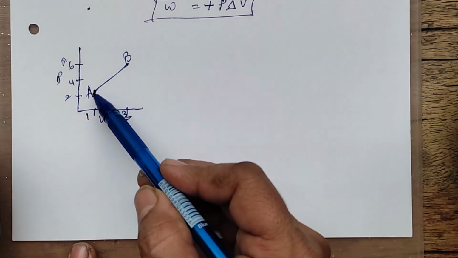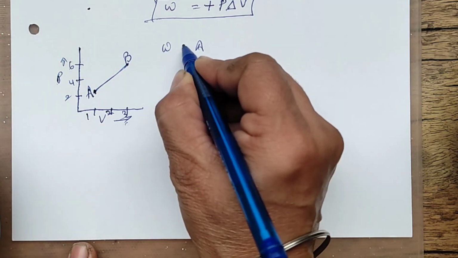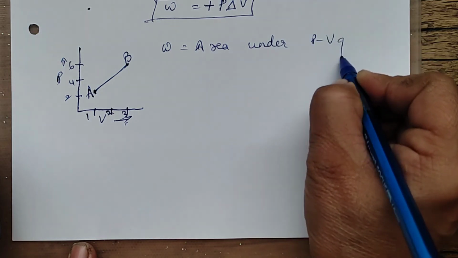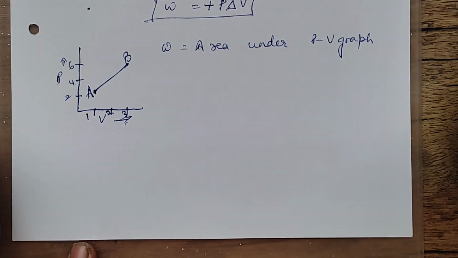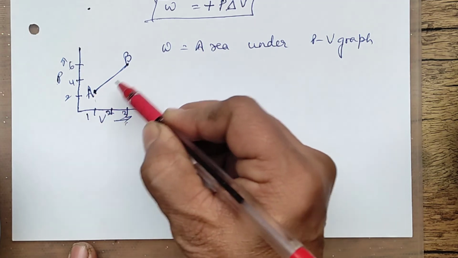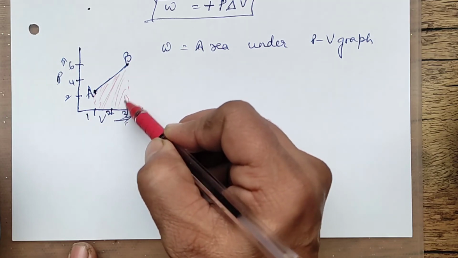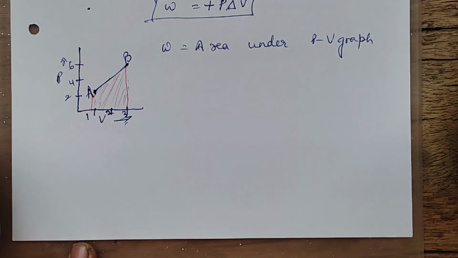In moving the object from point A to B, the work done will be equal to the area under that PV curve, or PV graph, whatever this line is. Whatever is the area below that is the work done. So how do you calculate the area below this? If you extend it below, in this area we have to calculate, and whatever area is coming under that curve, we calculate the area of that, and that will be the work done.